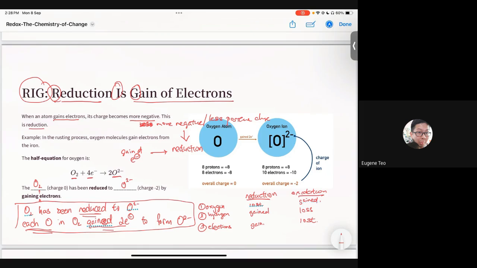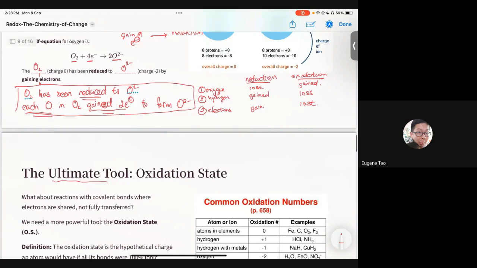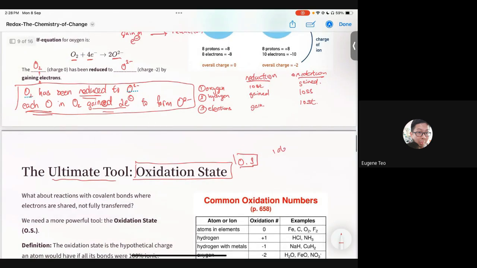The main one that can help you solve almost all the questions, and it will always come out, and it's definitely more difficult, is this last one, which is the ultimate tool, the oxidation state. You're going to see me write this number OS here quite a fair bit. I'm going to teach you how to identify oxidation state. That's the first thing. Or you can think of it in terms of calculating oxidation state.